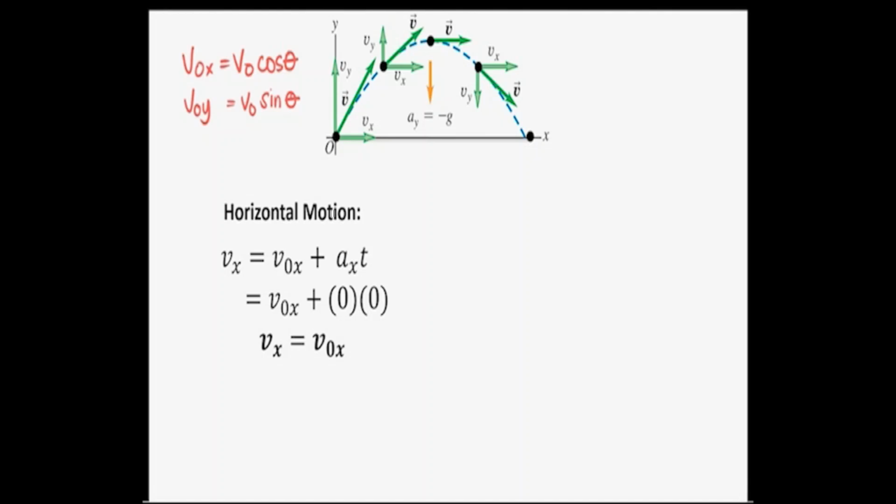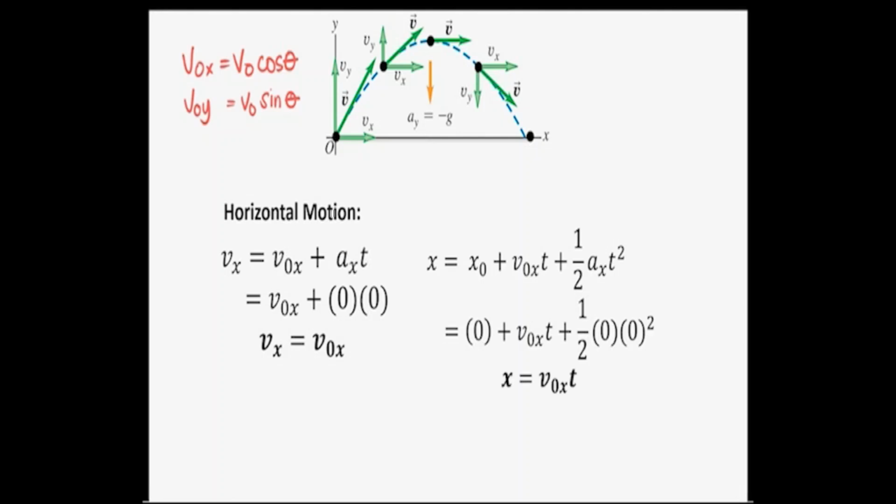How about the position? How do we solve for the position? Using equation number 2, final position is equal to x sub 0 plus v sub 0x t plus 1 half a sub x t squared. Substituting the values where x sub 0 is equal to 0 and a sub x is equal to 0, the final position at any time of the projectile along the x-axis is equal to v sub 0x times time, where v sub 0x again is the x component of the initial velocity vector of the projectile.